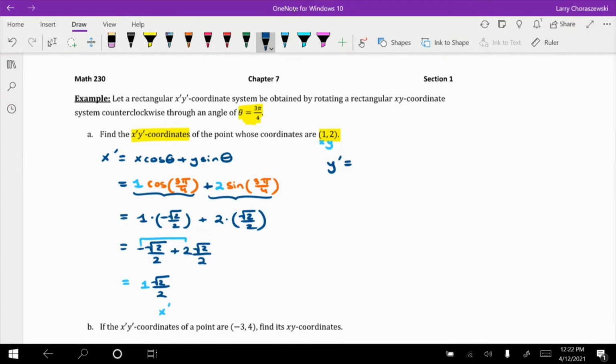The y prime coordinate is given by negative x sine theta plus y cosine theta. All right, why don't you go ahead and crank that one out. Take the next minute or so to do that, and then I'll post my solution, and we'll call it a day.